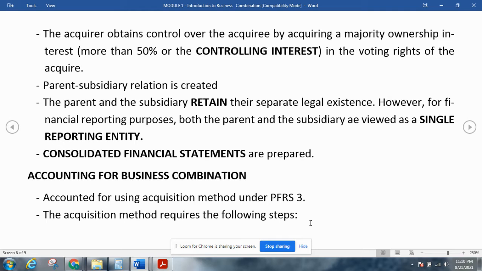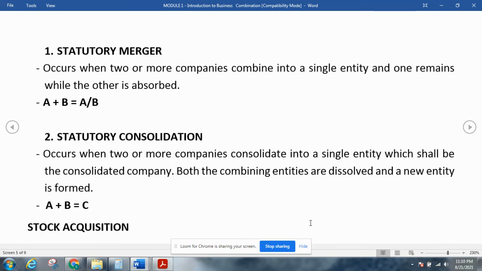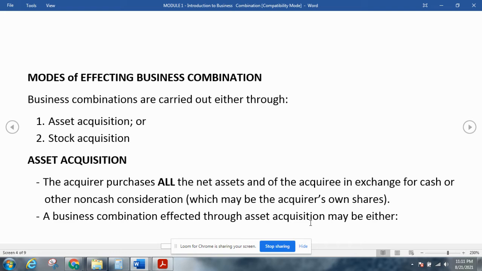Then in a stock acquisition, we will have a parent-subsidiary relationship. The parent and subsidiary retain their separate legal existence. However, for financial reporting purposes, both the parent and the subsidiary are viewed as a single reporting entity. So here, A plus B is equal to A and B. Did you see the difference earlier? Consolidated financial statements are prepared for the parent company.